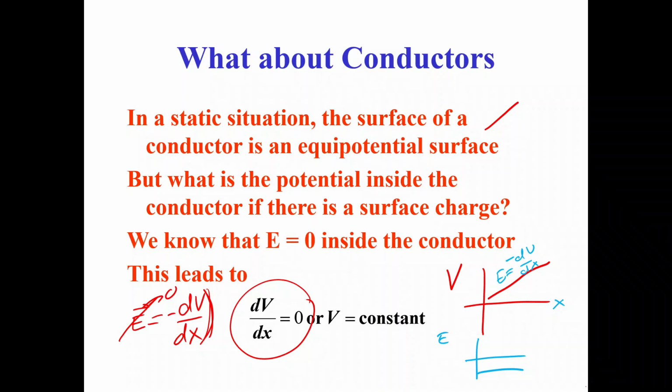So if my electric field is 0, how do I get a potential that would give me a 0 electric field? Well, if instead of being a positive slope, my potential was a constant value, the slope of that would be 0, which means dV/dx would be 0. So if I have a constant potential inside, that is going to give me my electric field equal to 0. So I know that on the outside, I have an equipotential surface, and inside, we now know that we have to have a constant potential inside of our conductors.